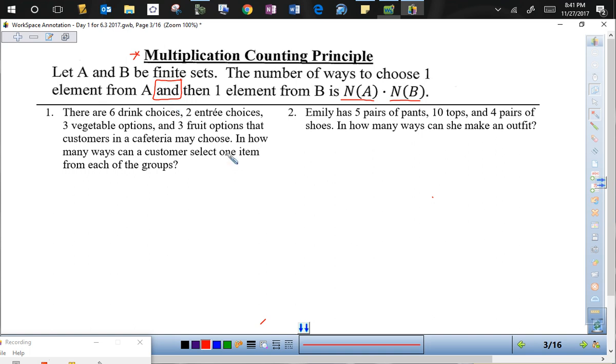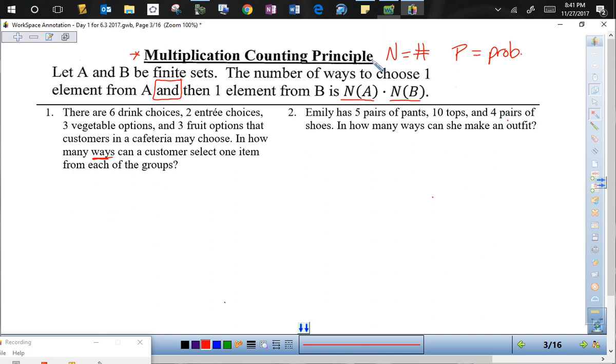Let's take a look at this first option. We've got 6 drink choices, 2 entree choices, 3 vegetable options, and 3 fruit options that customers in a cafeteria may choose. We want to know in how many ways a customer can select one item from each of the groups. Recall from last time, this n stands for just the number of options in the group, versus if you see a capital P, that's the probability of the set or the group or the event happening. Here we want to find the total number of ways.